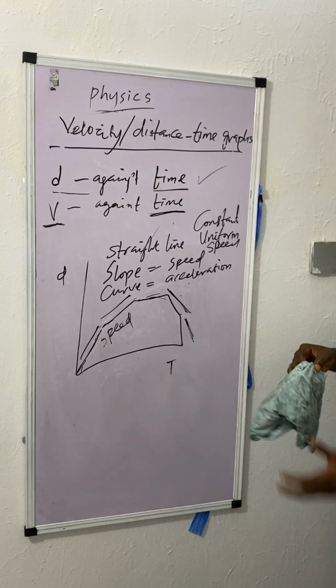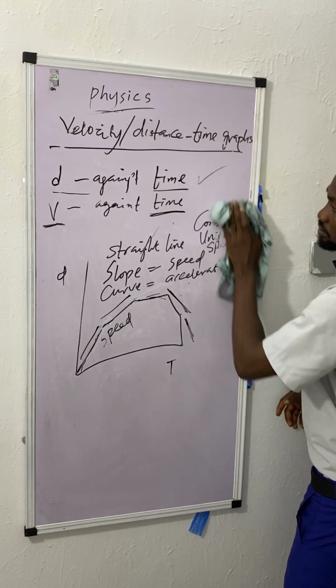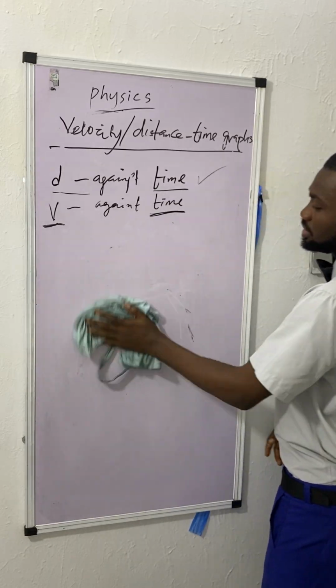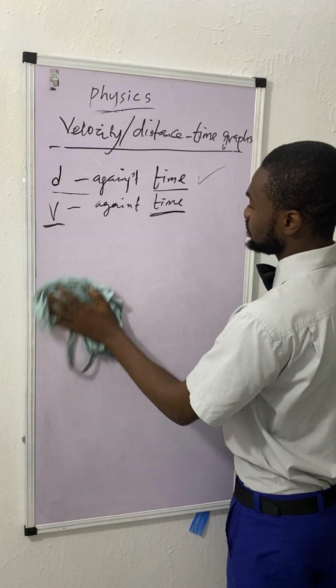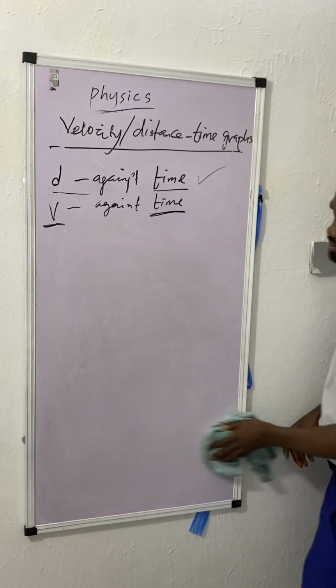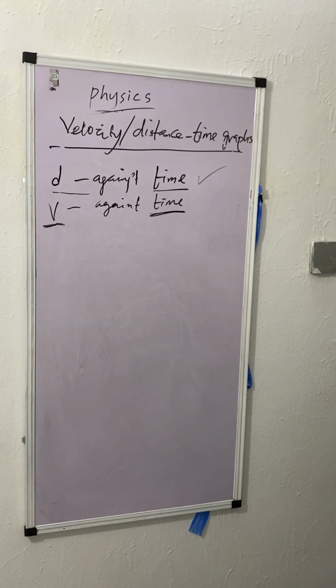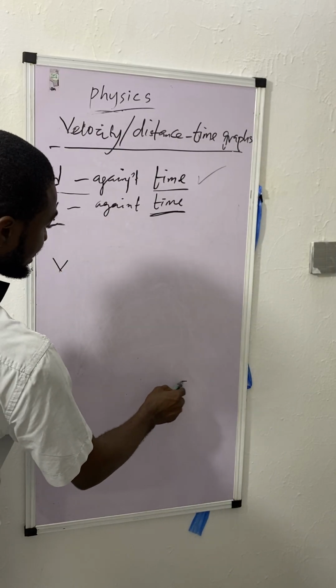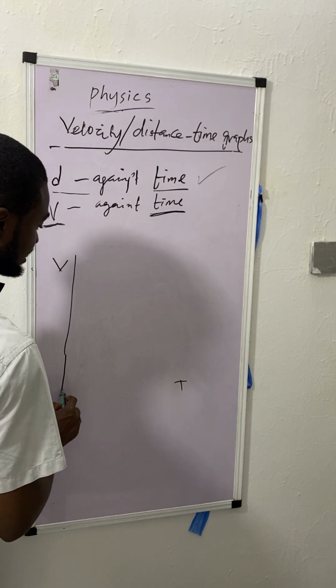Let's now look at the velocity time graph. It is very easy to interpret. We are going to see the little difference between the distance time graph and the velocity time graph. For the velocity time graph, we plot velocity against time. Here we are now going to have velocity on the y-axis, then we have time on the x-axis. So we plot this like this.